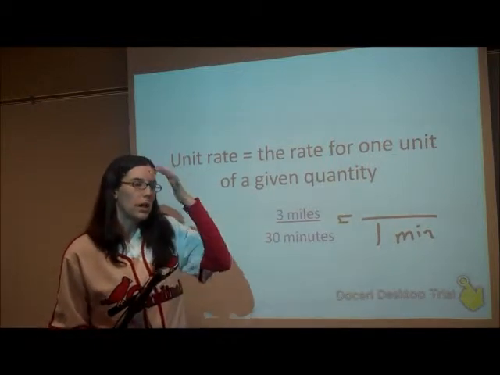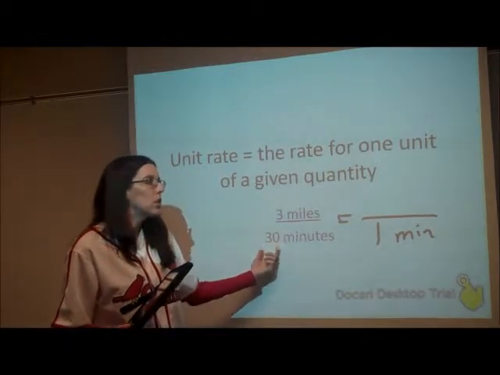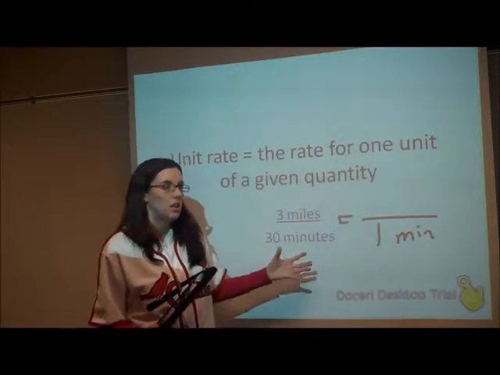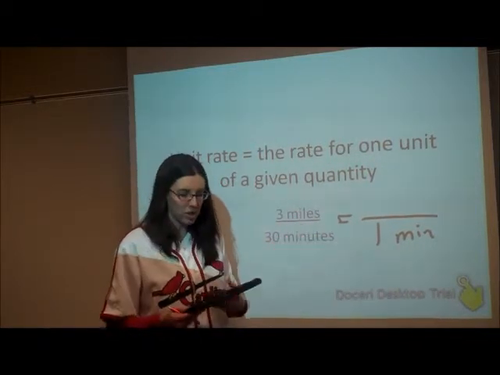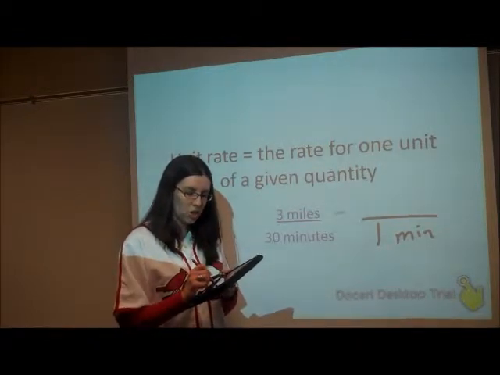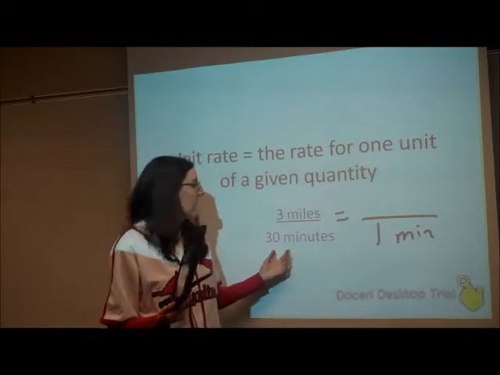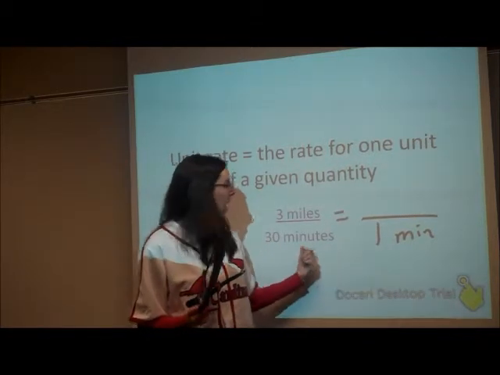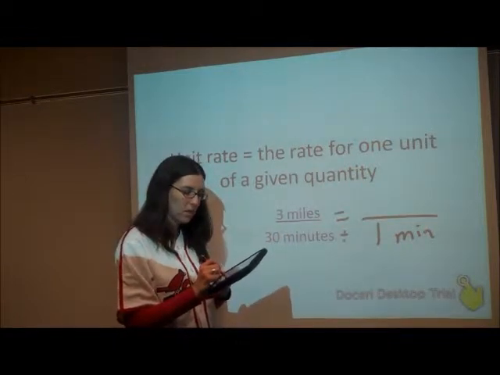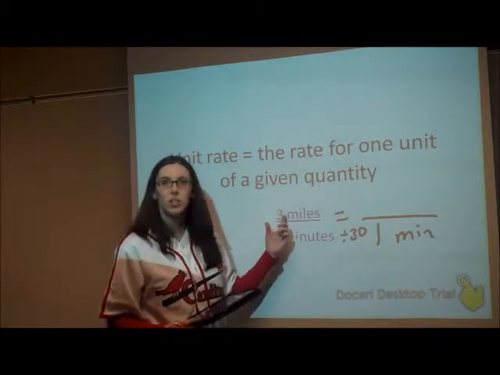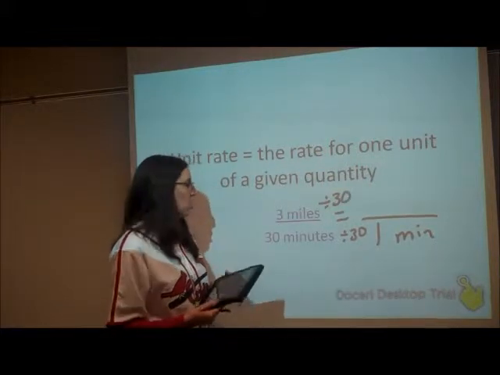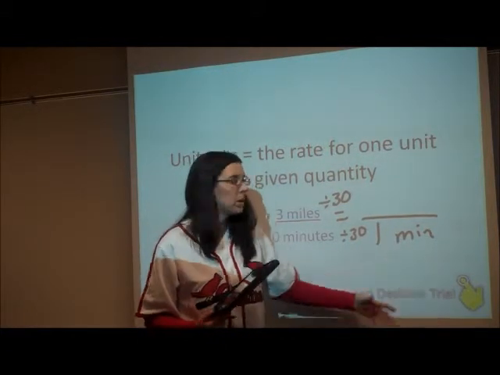Now, think back to fractions. What do I do to this denominator in order to get 1? What can I do to 30? With equivalent fractions, what can we do to change those? It's either multiply or divide. In this case, I'm dividing by 30, because 30 divided by 30 will give me 1. So that means I want to do the same thing to my numerator. So 30 minutes divided by 30 gives me 1 minute.